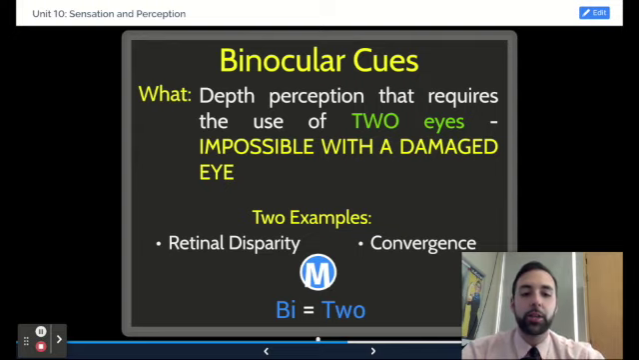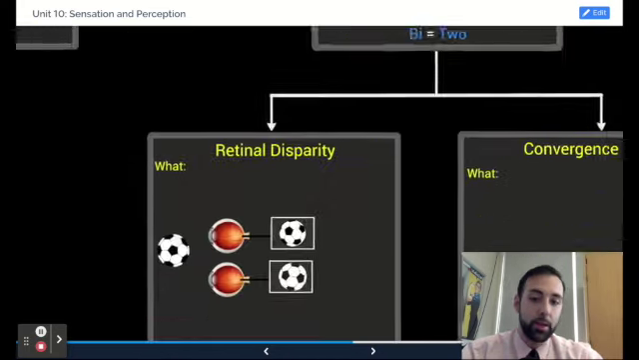The binocular cues are depth perception cues that actually require both eyes to be functional. If one eye is damaged or one eye is not functioning properly, these would simply not work. So that's a really important point and a type of question the College Board has used in the past. The word bi equals 2, so you can very easily differentiate binocular from monocular, because bi requires 2 functional eyes and monocular requires only 1 functional eye.